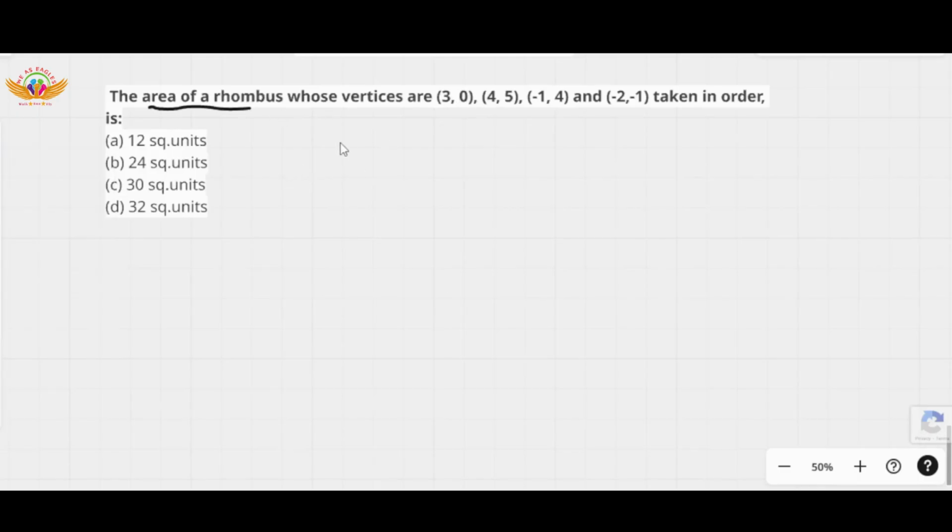The area of a rhombus is half into the product of its diagonals. This is the area of a rhombus. So you have to find the first diagonal's distance, and then multiply with 1 by 2. So what is the diagonal?